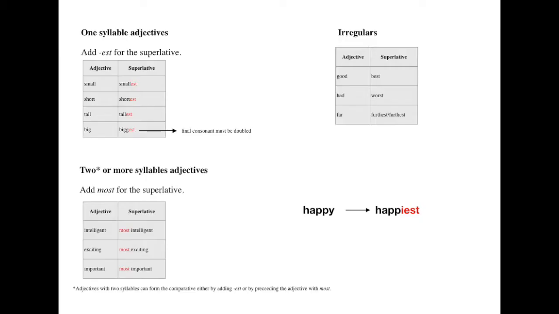Then the second category, Sarah, please help me. Yes, alright, so adjectives with two or more syllables, right? Most of them just need the extra word most. So the most exciting, the most interesting, the most beautiful, alright? So it's very easy because it's very similar to comparative adjectives.